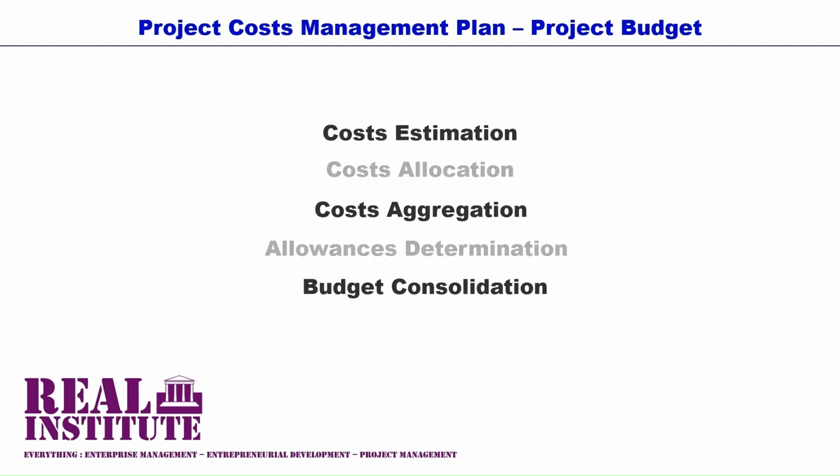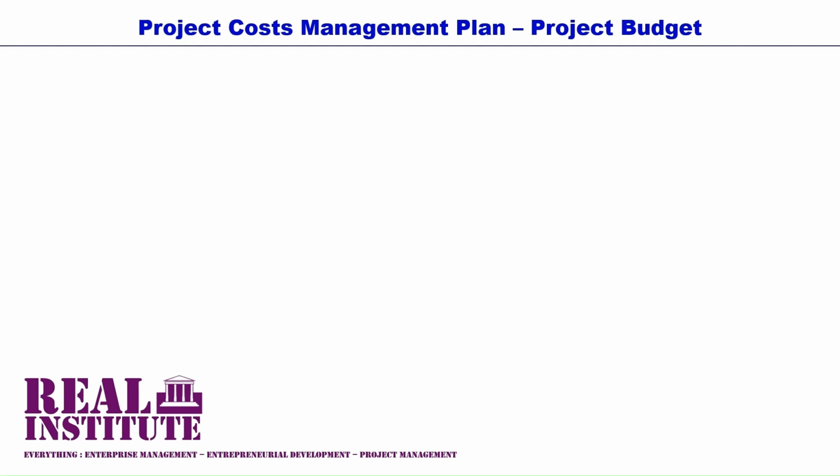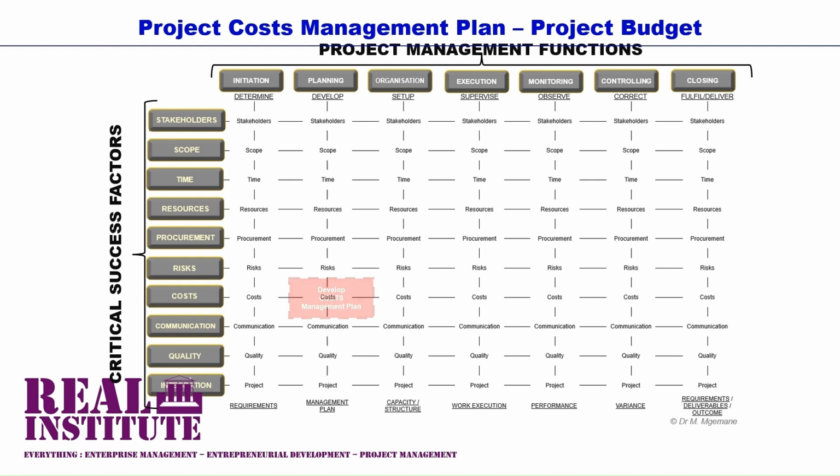Project cost management planning, also referred to as project budgeting, is a process that falls under the project management planning function and the project cost critical success factor or knowledge area. It is a process of determining project budget or a process of developing a project cost management plan.